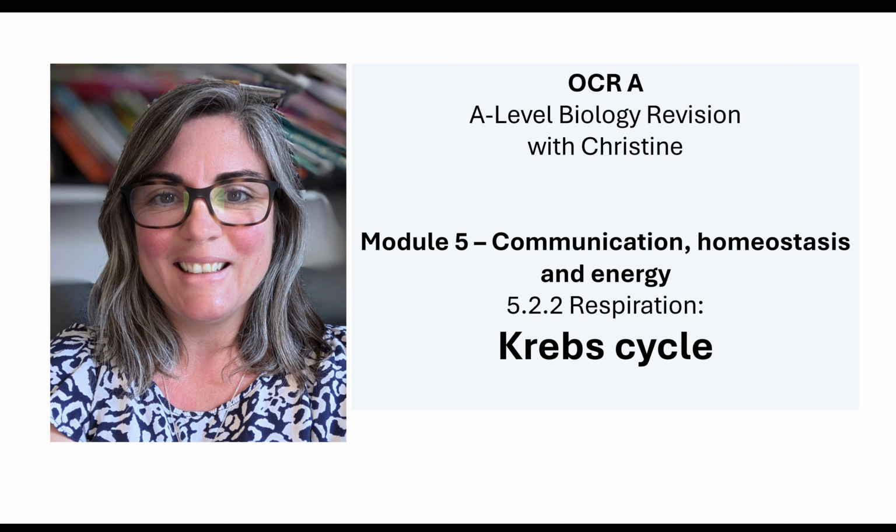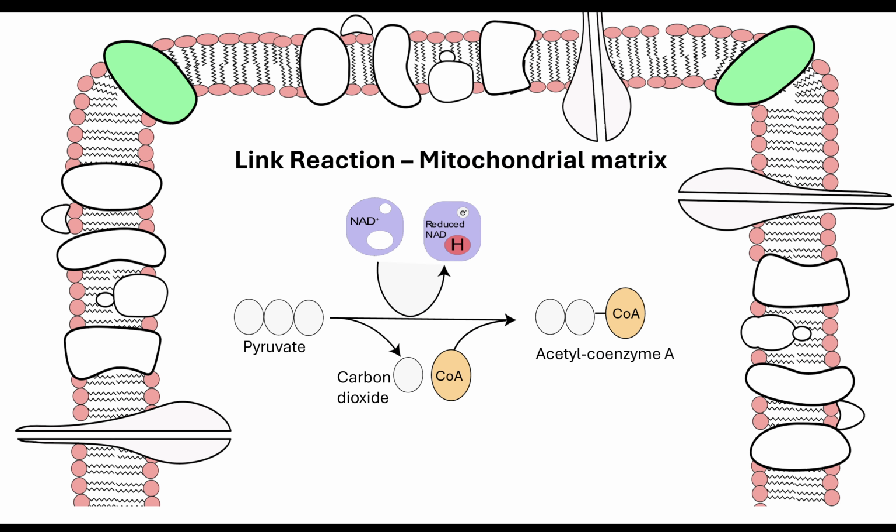So today's lesson I want to look at the Krebs cycle, which is part of respiration. But let's just remind ourselves about the link reaction. So we know that in the mitochondrial matrix, our pyruvate was decarboxylated, it was oxidized, and coenzyme A came in to pick up our acetyl group. And it was therefore going to transfer the acetyl group to the Krebs cycle.